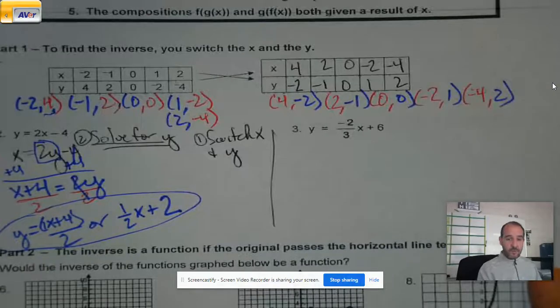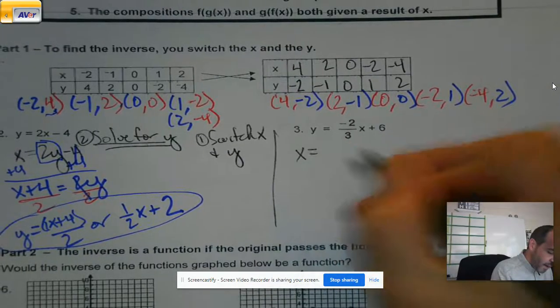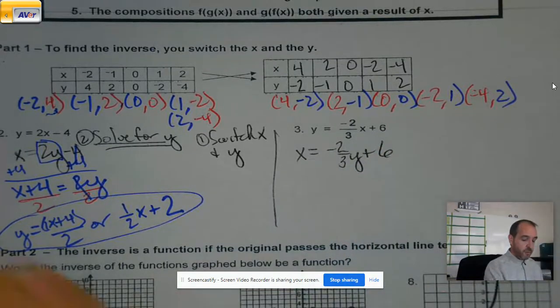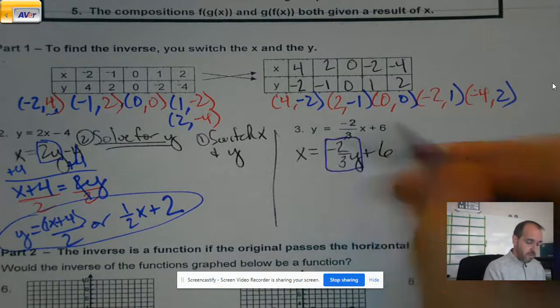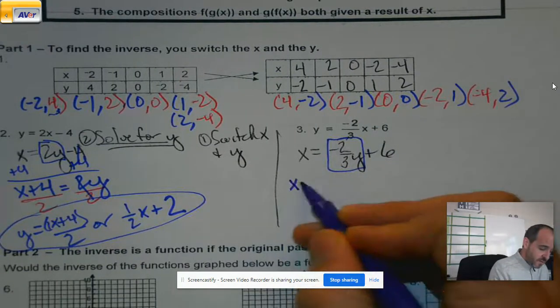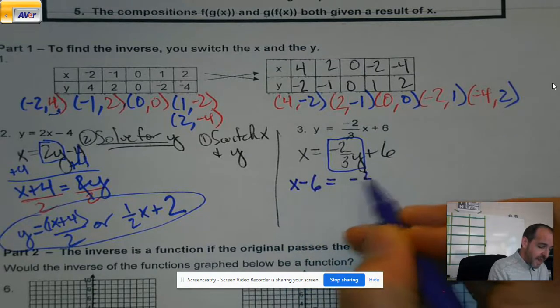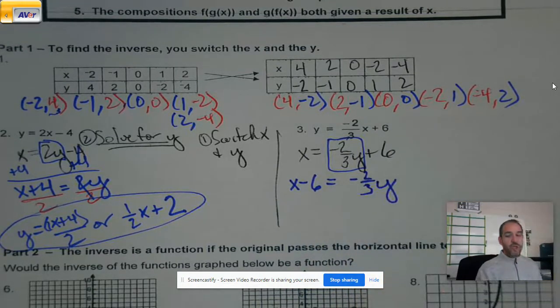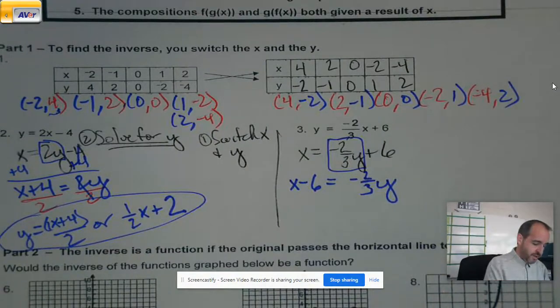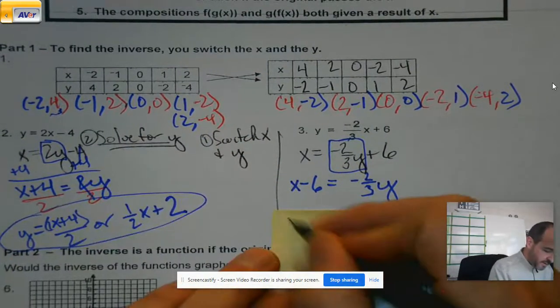Same thing on number 3. Switch the x and y, and we're solving for y. Now, I'm a fan, in this situation, of getting the y term isolated before I deal with the fraction. So we're going to minus the 6 over. We got to do the opposite to get it there. And here's what I'm not a fan of. Do not just hit divide by negative 2/3 and leave me this big, huge, ridiculous looking fraction that looks like this.